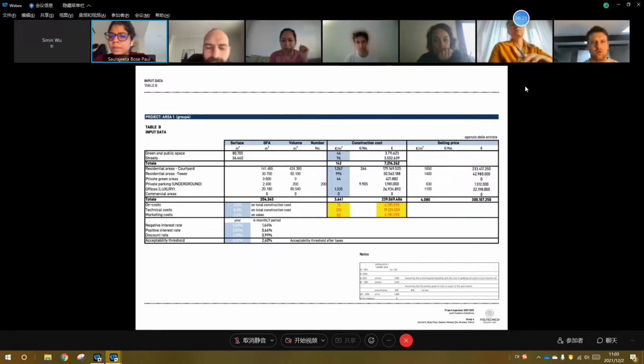Sorry, I didn't understand. About the private parking, in which way have you considered the revenue? For the revenue we sold it per square meter. I don't think there was any price for each individual parking. It was all per square meter. Okay. So we sold it like that.